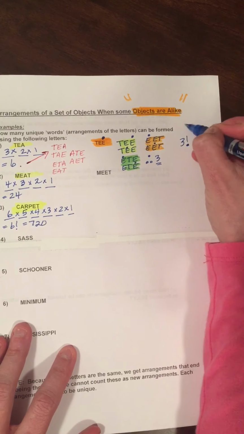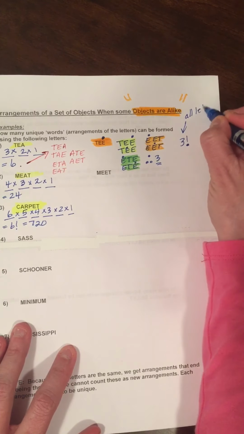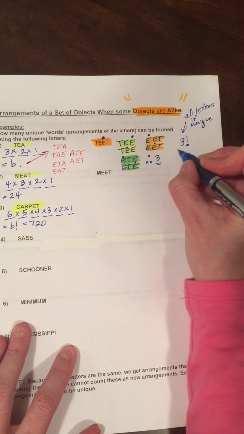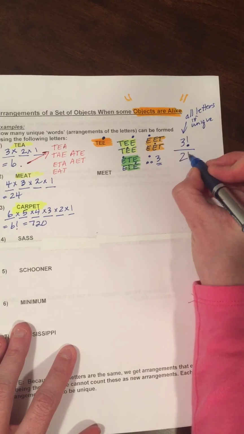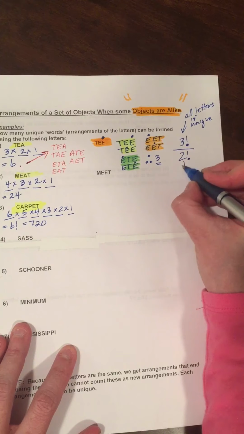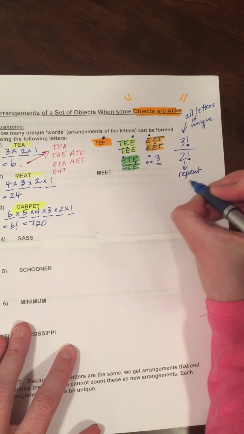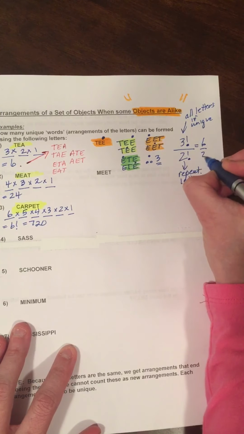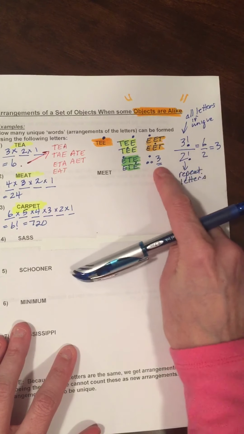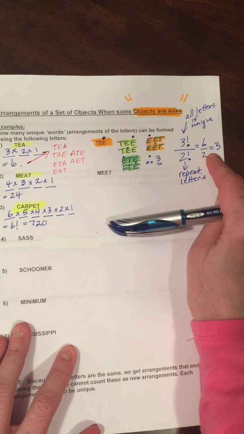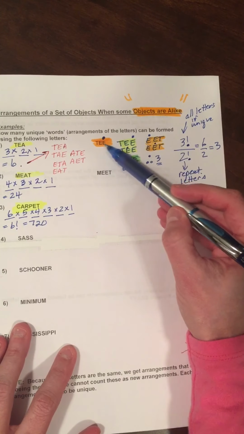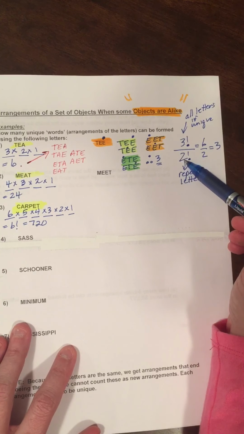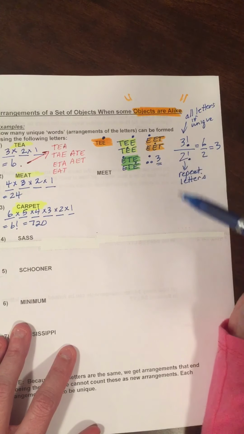3 factorial, all letters as if unique, divided by 2 factorial, the repeat letters. 6 over 2 gives us our beautiful answer of 3. So all letters, 1, 2, 3, as if they were unique, dividing out, pulling out, factoring out anything that is of repetition.